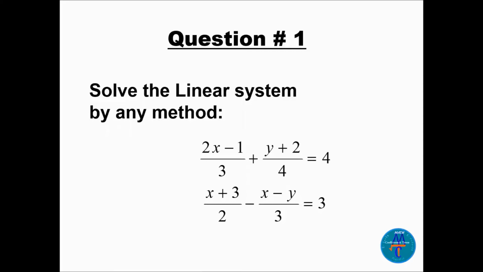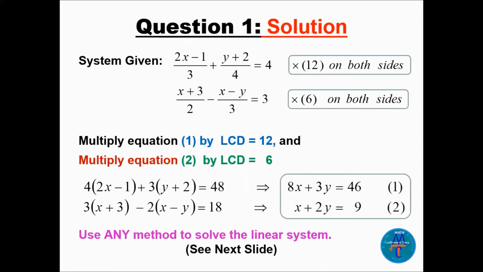Well, I think since we have fractions, it's a very good idea that we can remove the fractions by multiplying both sides by the LCD, the least common denominator. Now let's see. In the first equation, since the fractions are divided by 3 and 4, I can see the LCD is 12. So let's multiply by 12 on both sides.